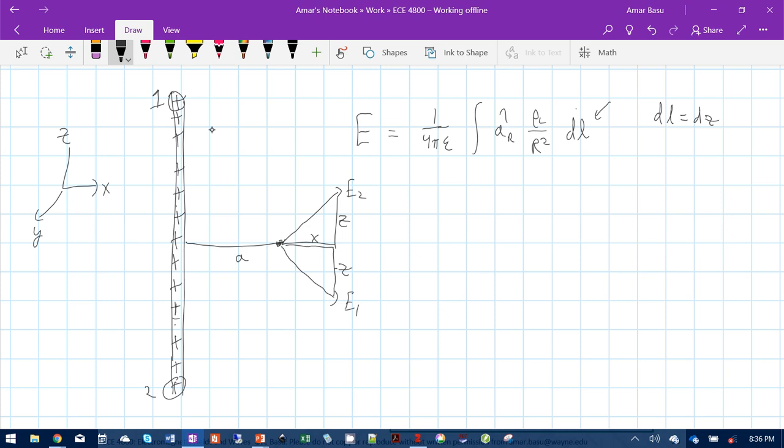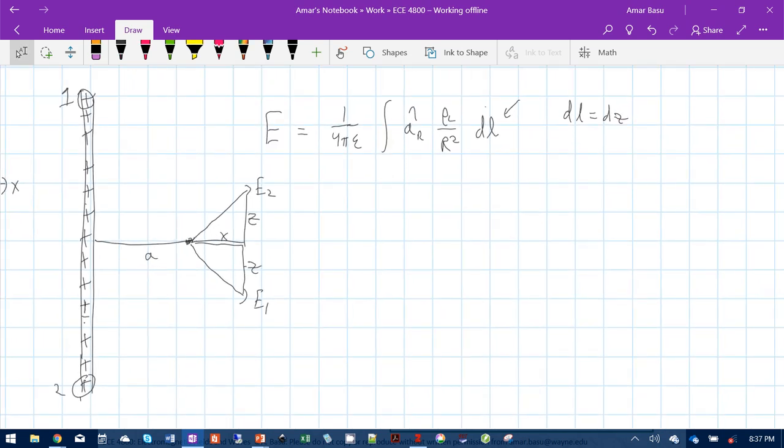That's correct. DL is going in the z direction because we are integrating from here to here. We're integrating up the line of charge because we're adding up the contributions along that line of charge. Right. So we've established that there's only going to be an x component of this field, by symmetry. So let's continue on and do 1 over 4 pi epsilon.